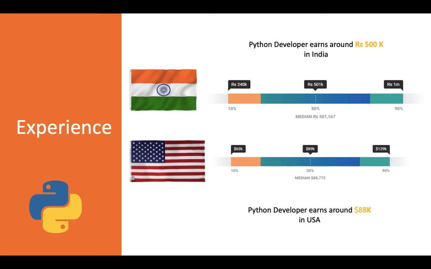And if you go with the salary purpose, the financial things on Python, how you are going to get paid if you are working in particular job roles, you can just see that in India, the average salary for a Python developer is around 500k. As compared to the US, it is like $89K. That's nearly way higher as compared to India.